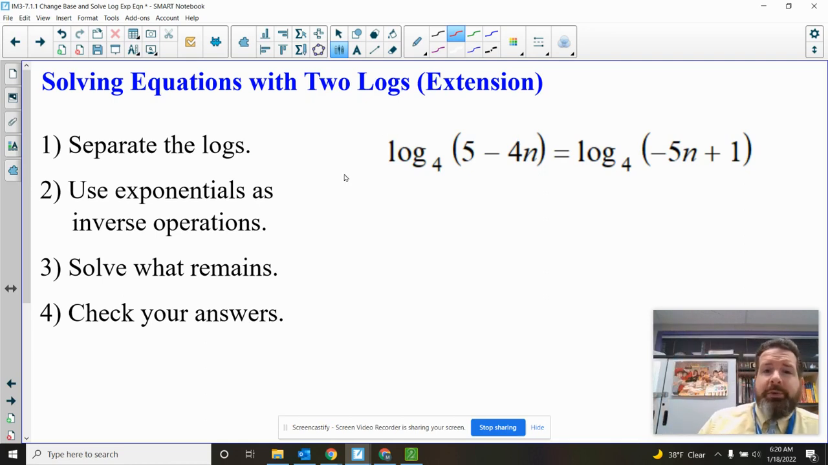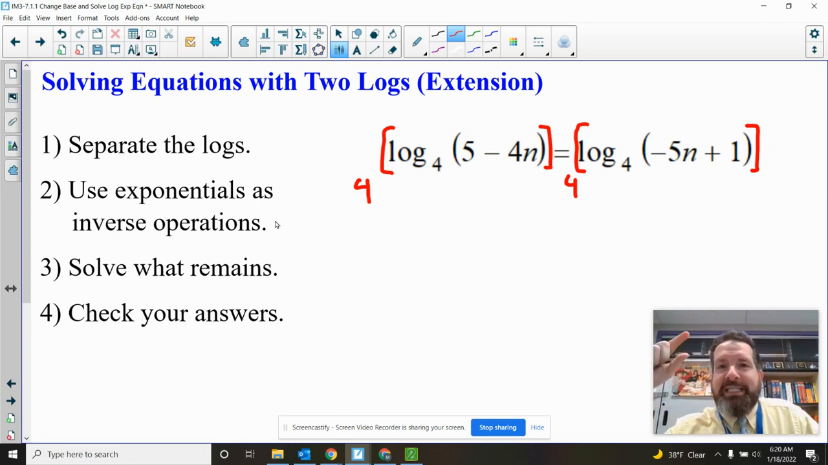Now, the way you remove the logs is by taking into account that logarithms give you exponents, right? So this whole thing is going to give us a number. That number is the exponent you put on 4 to get this. Same thing on the other side. This whole logarithm is a number. That number is an exponent. The exponent you put on 4 to get this. So let's just make both of these exponents. There you go.